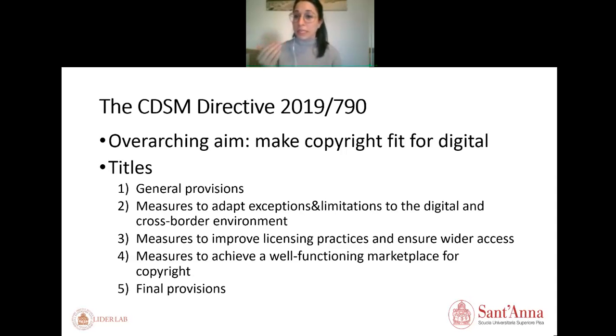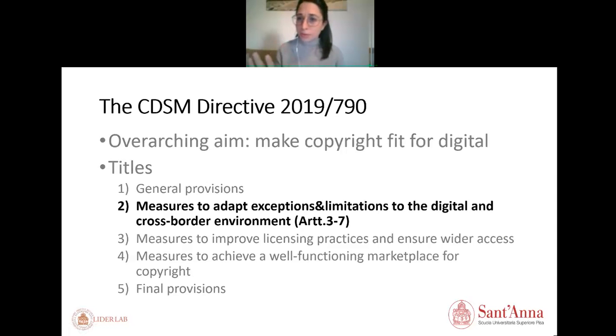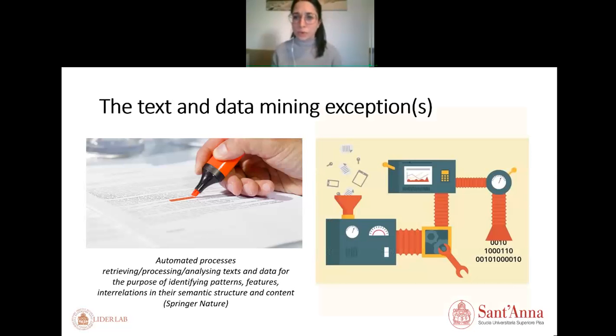So we are talking a lot, in the copyright as well as in the data protection discourse, of looking at the digital single market and at cross-border uses of data, of research information, of content, and seeing how we can make it more fit. I will be focusing, as promised, exclusively on one part of this directive, which is exactly related to the exceptions and limitations. Why do I do so?